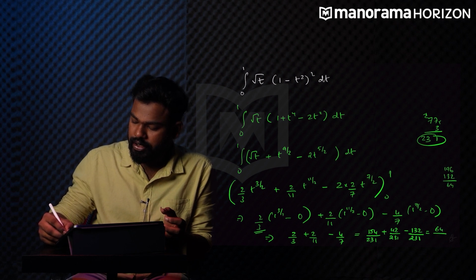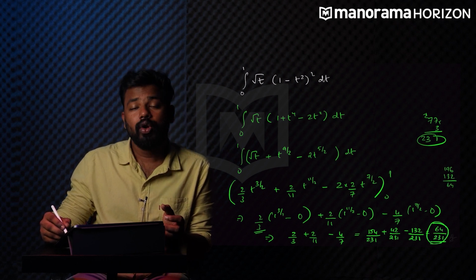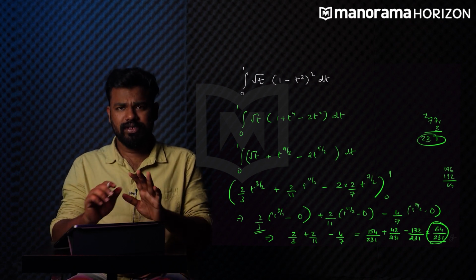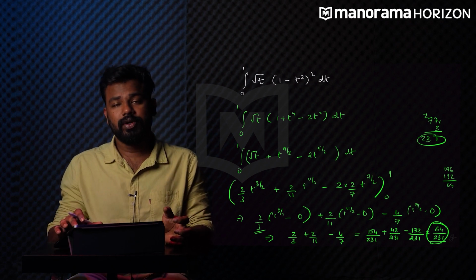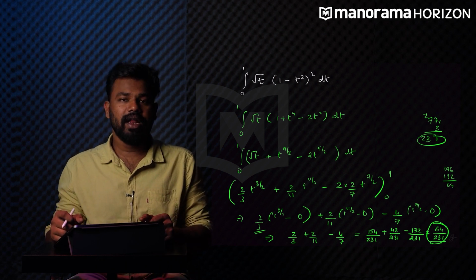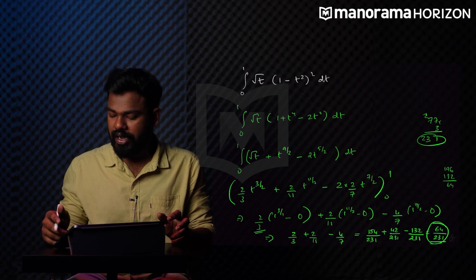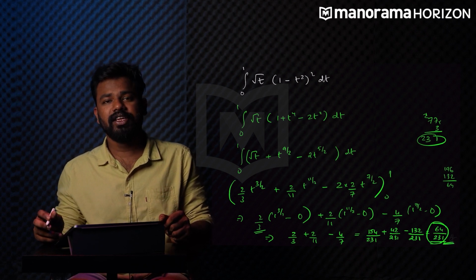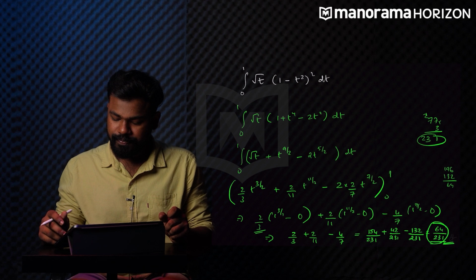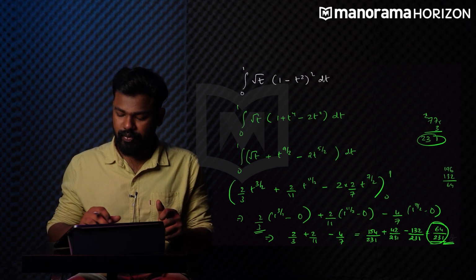64 by 231. So using all the final calculation, that is just after substituting, you have to change the limits and directly apply the integral and substitute the upper limit and the lower limit, and you will be getting the final answer, which is 64 by 231. Now let's do one more question and wind up the session.